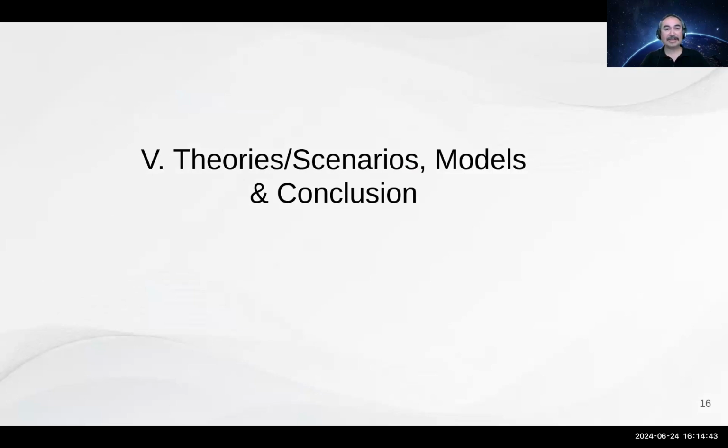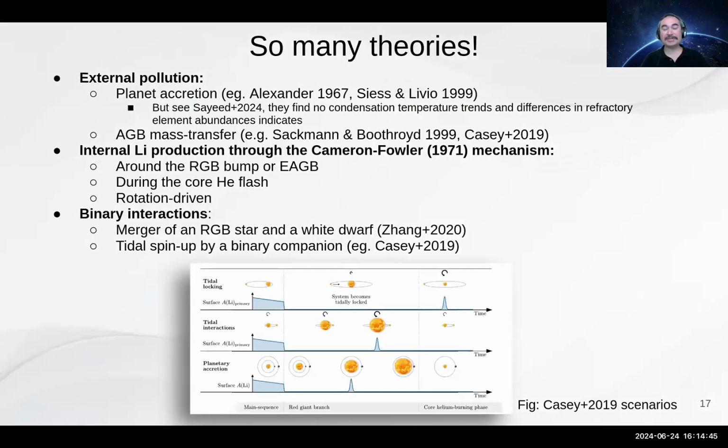Okay, last two slides: theories and scenarios. So many theories. Even from the very early days, we had planet accretion theory and AGB mass transfer, which I mentioned. Then internal production, where basically you want to drive the Cameron-Fowler mechanism. You can do that through rotation-driven mixing, core helium flash-induced mixing, or other things around the RGB bump, or maybe early RGB, which was suggested about 20 years ago.